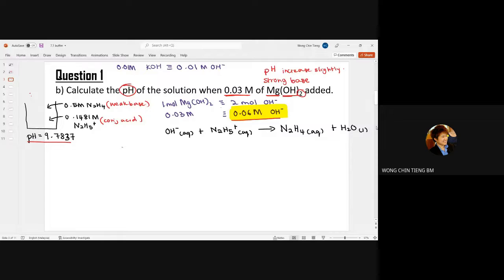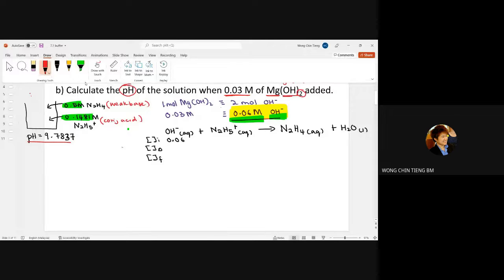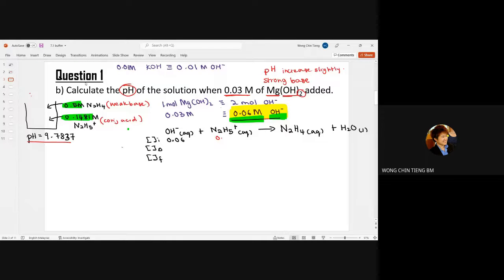Okay. Make sure you do the ice table. Ice table tak payah buat lambat, tak payah buat slow, tak payah guna pembaris, buat dengan cepat je. Okay. So, your OH minus starting off initial bukan 0.03. Your OH minus starting with 0.06. Itu beza dia. Okay. And what would be the initial of the rest of the thing? Other than 0.06 untuk OH minus, your N2H5 plus initial 0.1481. That is our initial. So, initial kat sini adalah yang kamu ada dalam beaker, 0.1481. Pakcik kat sini 0.5, water ignore.